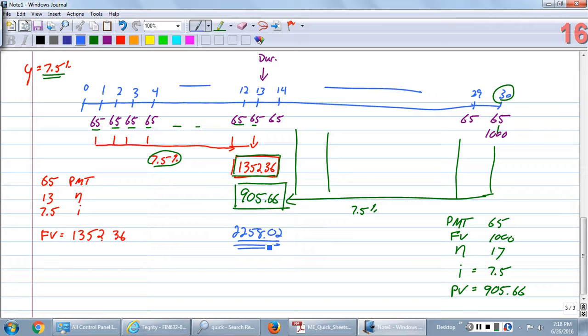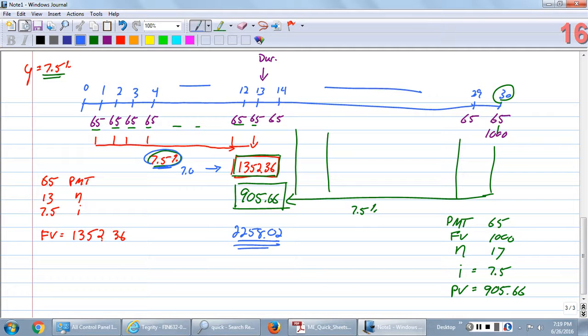Now what's the significance? Well, here's the significance. If interest rates don't stay at 7.5, what if interest rates drop from 7.5 to 7? Okay, well, think about what's going to happen. Two things are going to happen. If interest rates drop from 7.5 to 7, this number that we see right here, 1352, is going to be smaller. It's not going to be 1352. Because if interest rates drop to 7%, you're not going to reinvest your cash flows at that 7.5% rate. So it's going to be less than 1352.